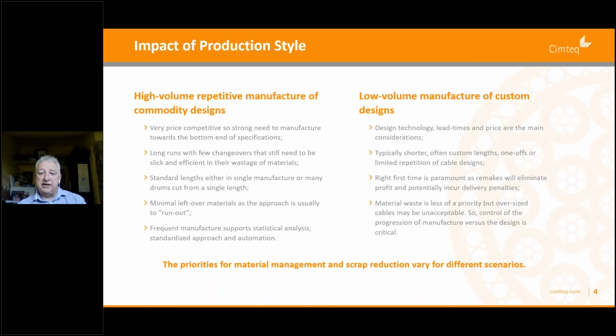in low volume manufacture. Material waste can be less of a priority, but oversized cables could be unacceptable. If it's too great a diameter, it might not fit through a gland into a cabinet, or it might not have a bend radius it's required to go into a machine, for example. So all these users' requirements have to be met by the design and met by manufacture. And therefore, progression of manufacturing versus the design is absolutely critical through the process.